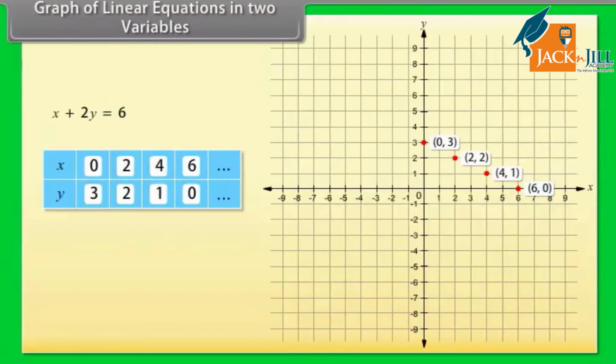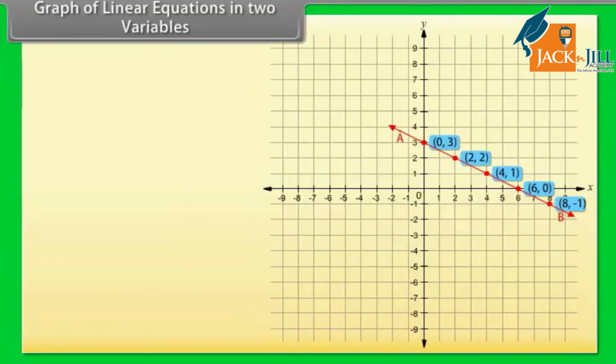Now join any of these 2 points and obtain a line. Let us join (0, 3) and (4, 1). Call this line AB. We can see that the other 2 points, (2, 2) and (6, 0), also lie on the line AB. Now pick another point on this line. Let us pick (8, -1). Is this a solution of this equation? Yes, it is, because by substituting the value of x as 8 and y as -1, we get the answer 6. So, (8, -1) is a solution.